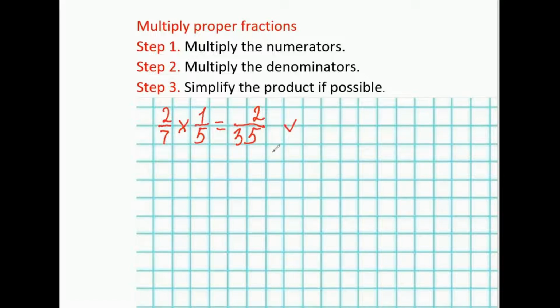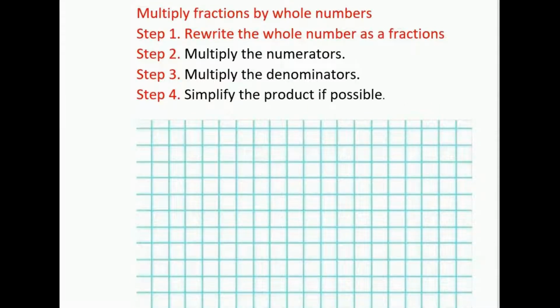But what happens when you have to multiply a fraction by a whole number? You can still use the same rule, but with one extra step. For example, you have a problem like this. 2/5 times 3. My recommendation to do step number 1, rewrite the whole number as a fraction.